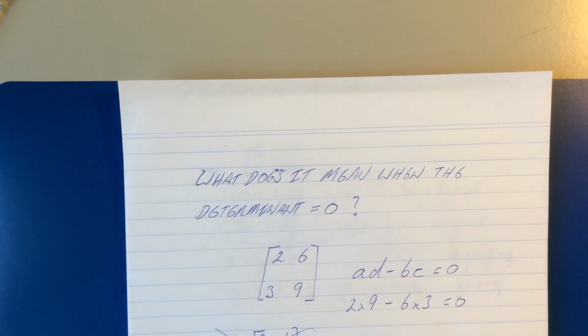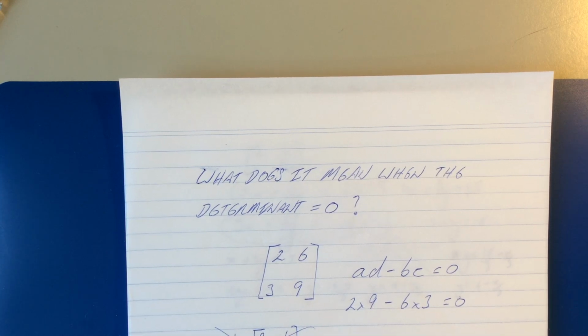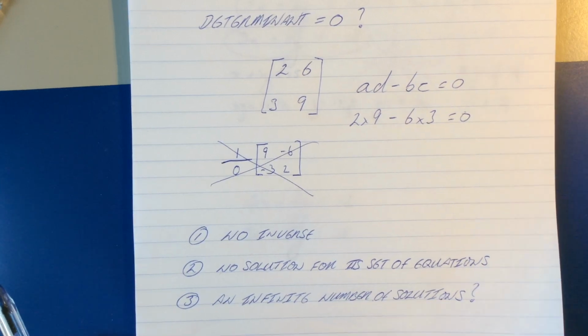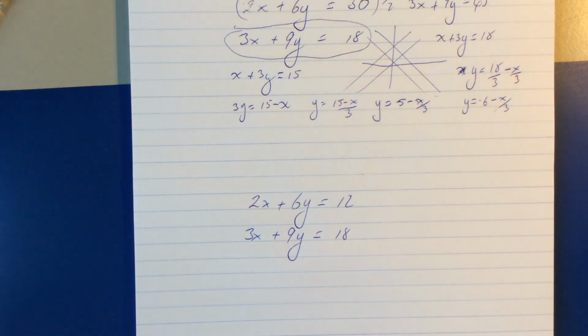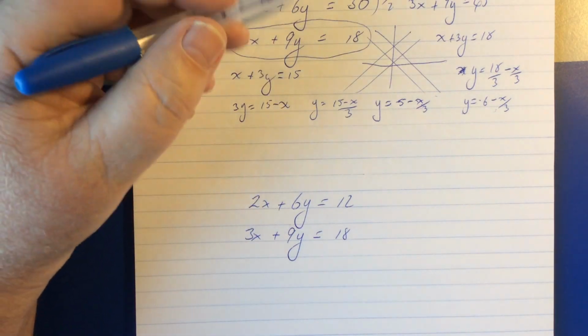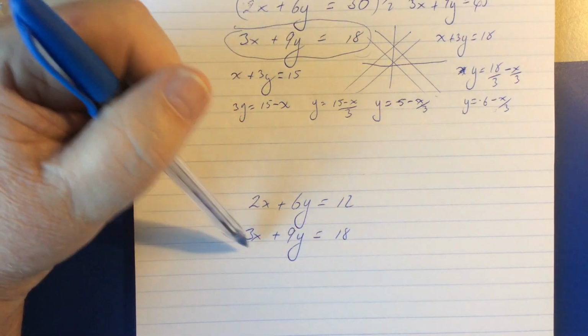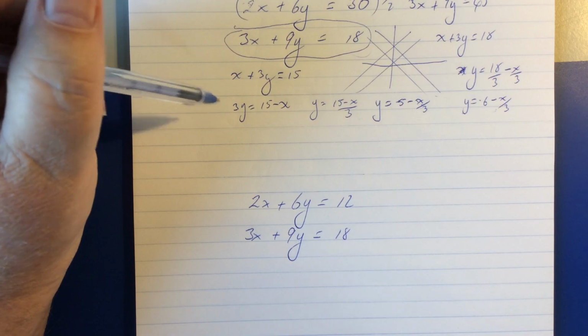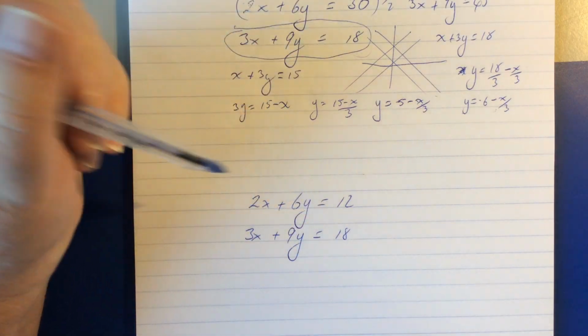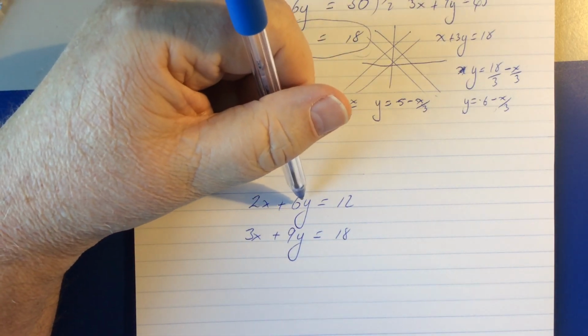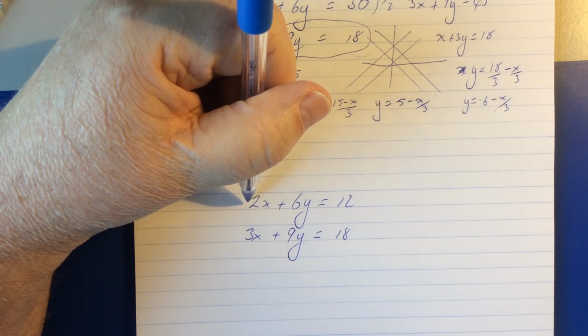So no inverse, no solution for its set of equations. A possibility is as follows. An infinite number of solutions. Now, what does that mean? Well, here's a second set of equations, and in each of these I've made up the numbers on the end here, but I've kept the numbers in here the same, because looking at the matrix we don't know what these numbers were.